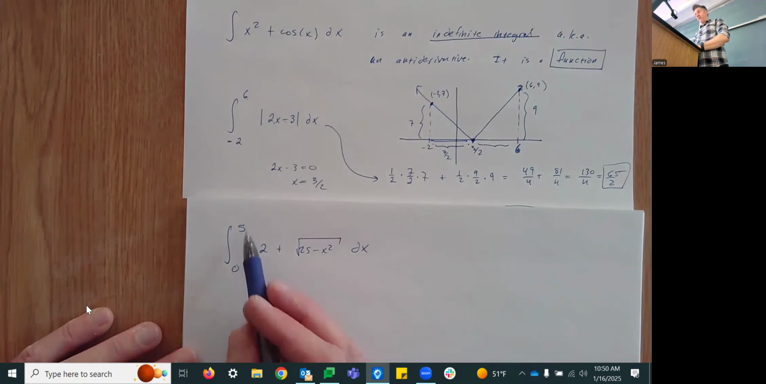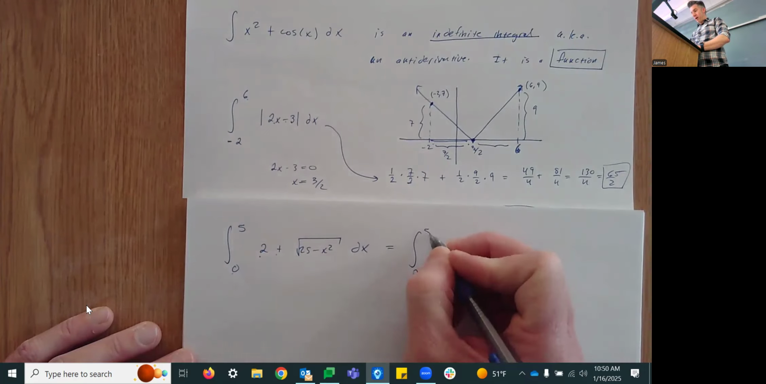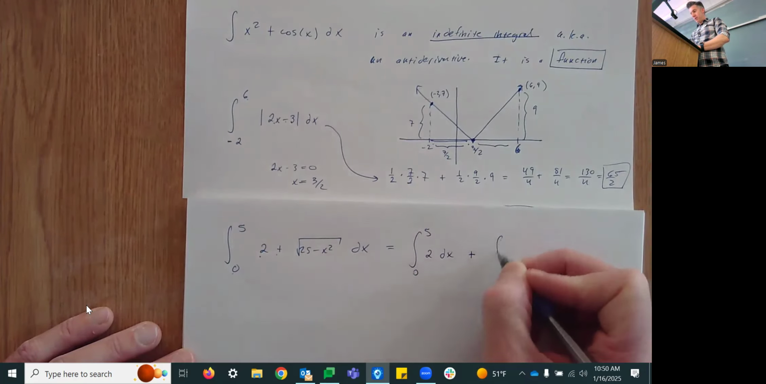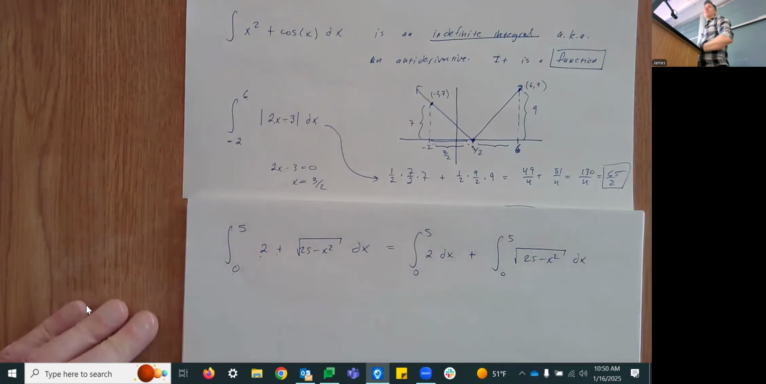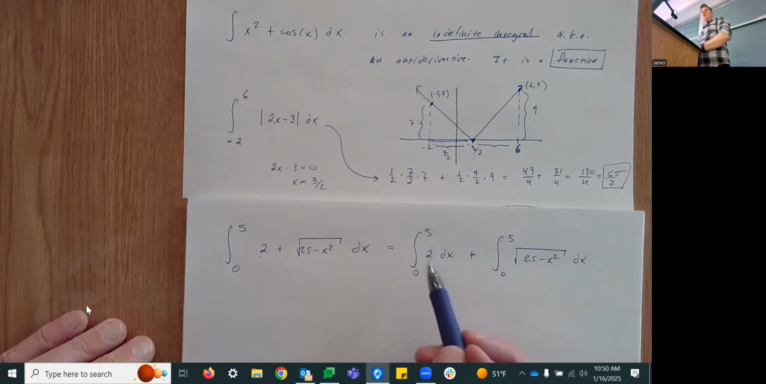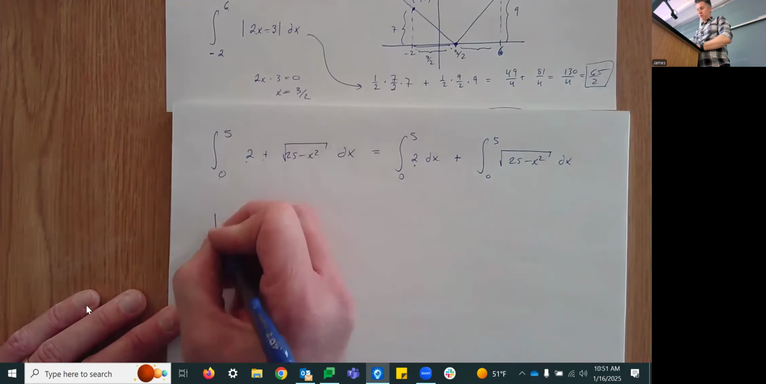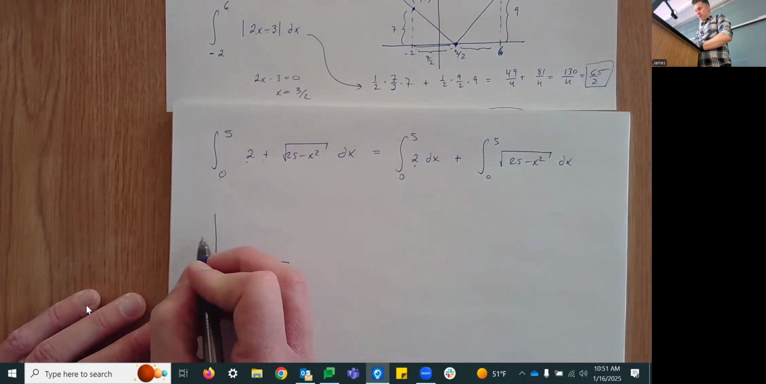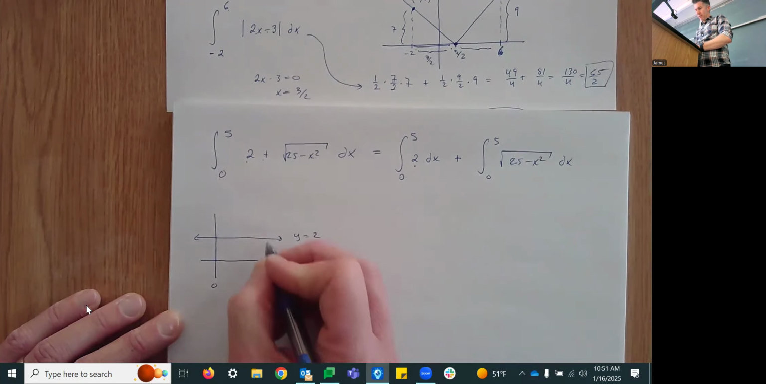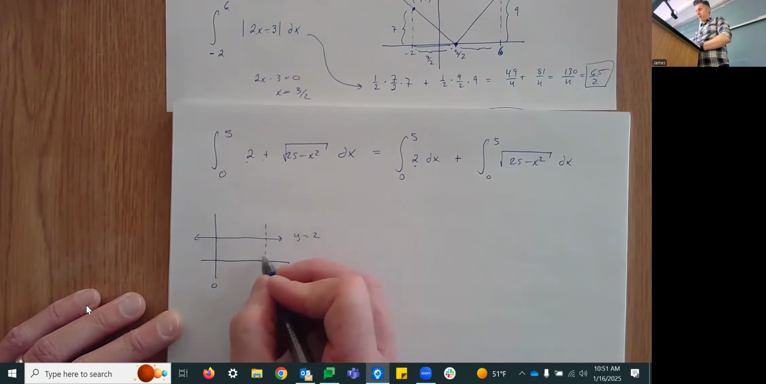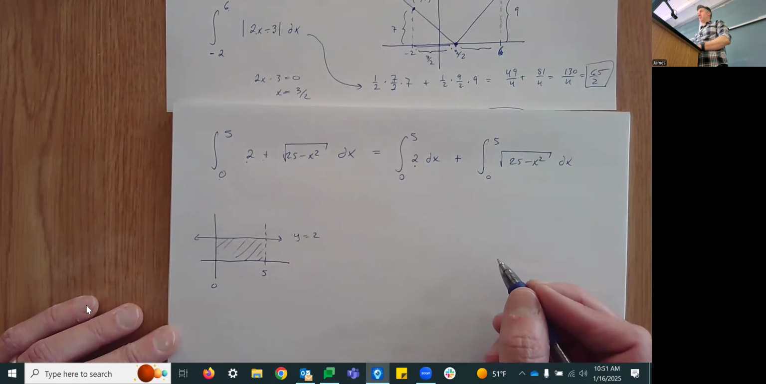The integral from 0 to 5 of 2 plus the square root of 25 minus x squared, you can think of and write as the integral from 0 to 5 of 2 plus the integral from 0 to 5 of the square root of 25 minus x squared. There's a rule for this too. I don't really like memorizing it because I don't think you need to. But if I just draw each of these pictures, let's see what we've got. So here's y equal to 2 from 0 to 5. I know that shape. It's a rectangle. And the area of that rectangle is pretty easy to find. Base times height, which is 5 times 2.